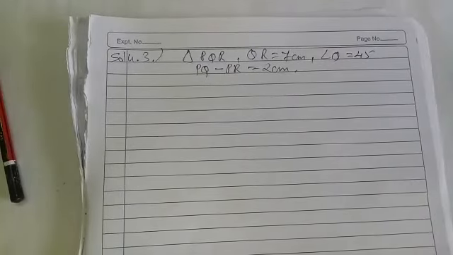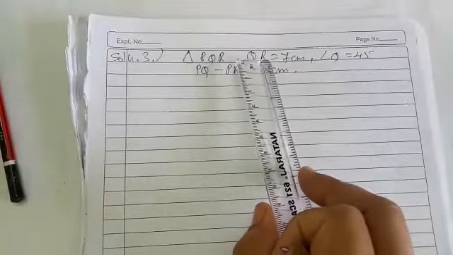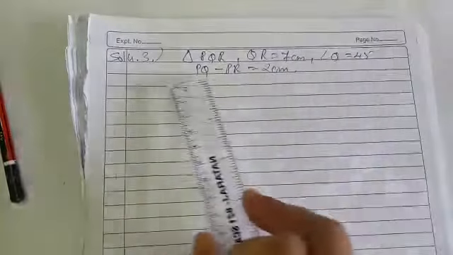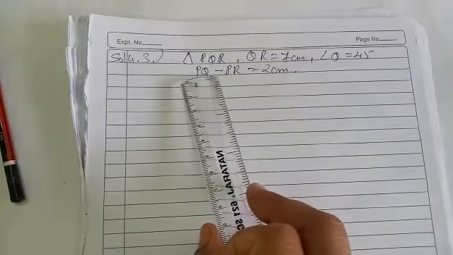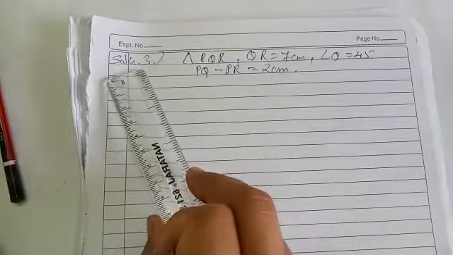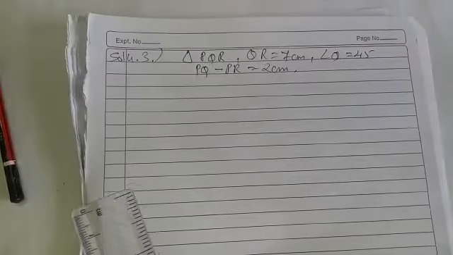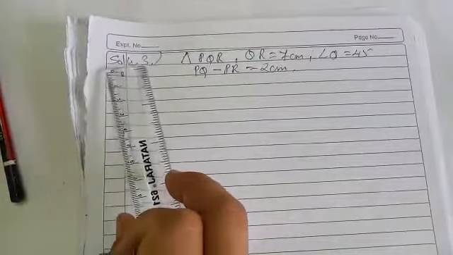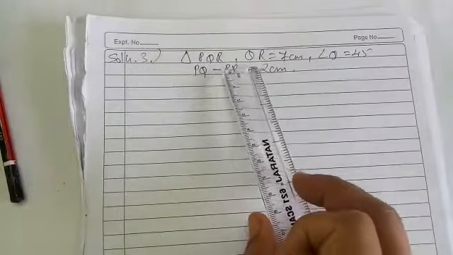Next question, construct a triangle PQR. QR equal 7 cm, angle Q equal 45 degree and PQ minus PR equal 2 cm. This is solution 3 and solution 4 is same. The solution 4 will be your homework. I am giving you solution 3.